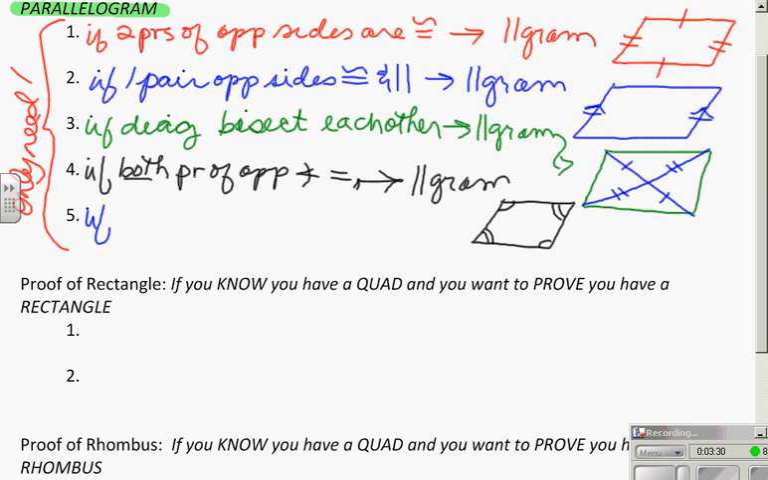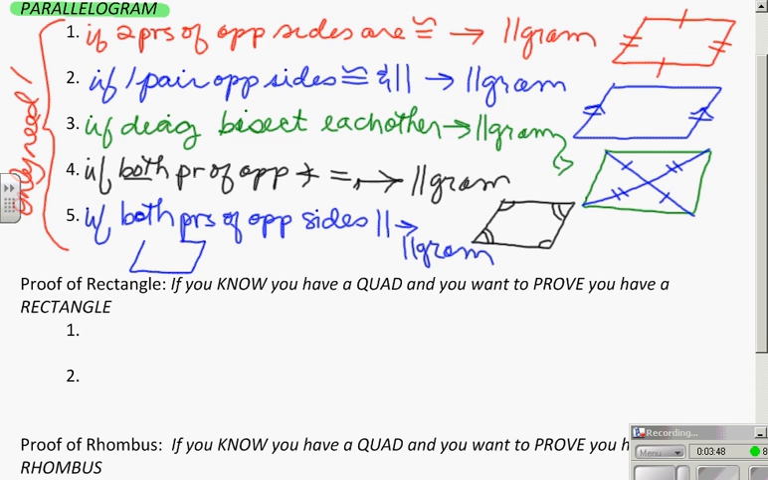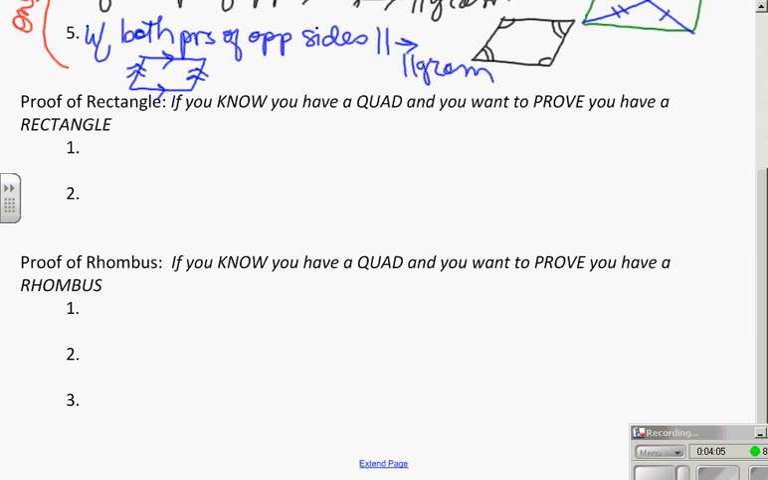And lastly is our definition. If both pairs of opposite sides are parallel, then I have a parallelogram. And that is the one that we are used to from the definition. So those are the 5 ways to take a random quadrilateral and guarantee, prove it is a parallelogram.